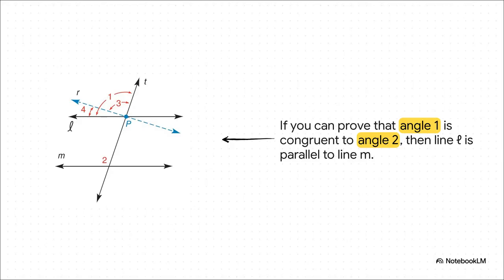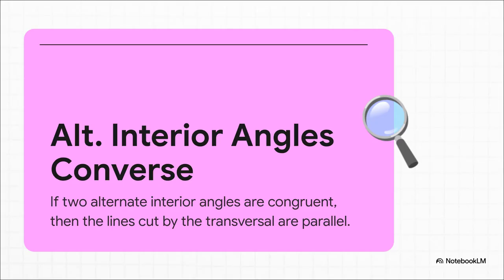Take a look at the diagram. See angle 1 and angle 2? They're in the exact same spot at each intersection, kind of the top left corner for both. If you can show that those two are identical, then you can be absolutely certain that line L is parallel to line M. Guaranteed. Now, our second tool works pretty much the same way. It just applies to a different pair of angles.